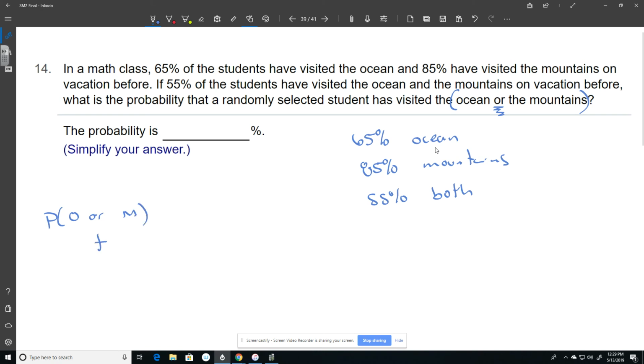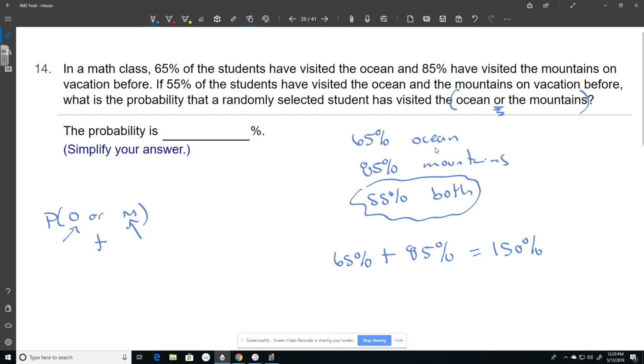Remember, or means plus. So the probability of ocean people, that's 65%. And I'm going to add the probability of mountain people, 85%. But when I add those together, I end up with 150%, which is impossible. I can only have 100% at the most. And the reason that we have more than 100 is the ones that have been to both.